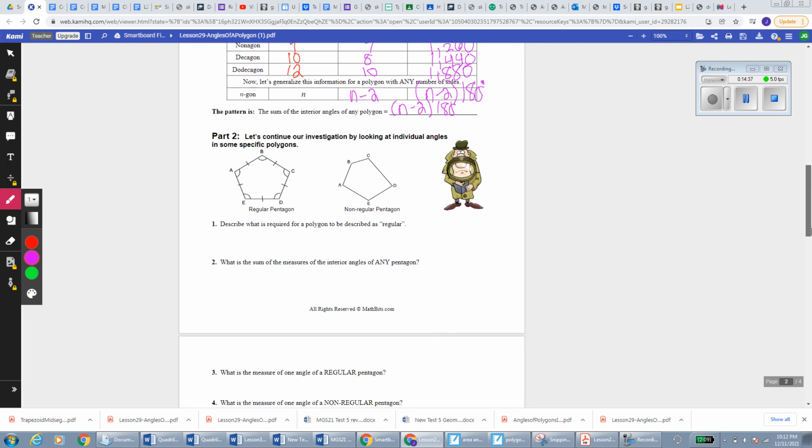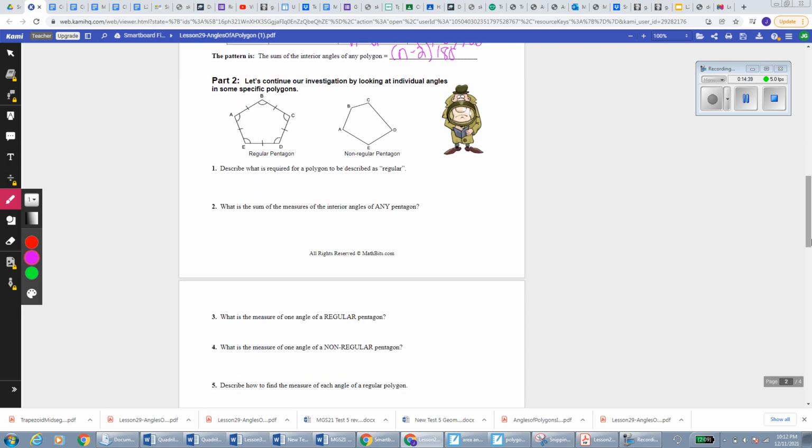Let's continue our investigation by looking at individual angles in some specific polygons. So take a second and describe what is required for a polygon to be described as regular. A regular polygon is a polygon that has all congruent sides and all congruent angles. So take a second and write that down for number 1 on your worksheet.